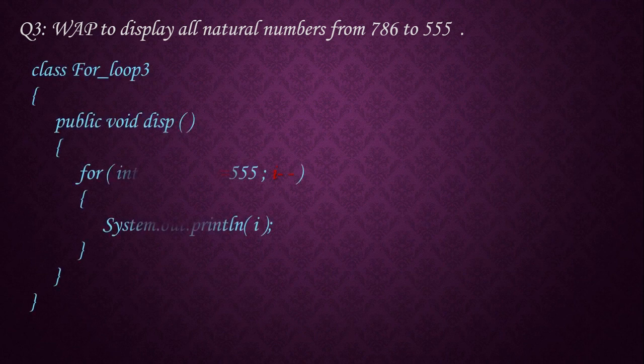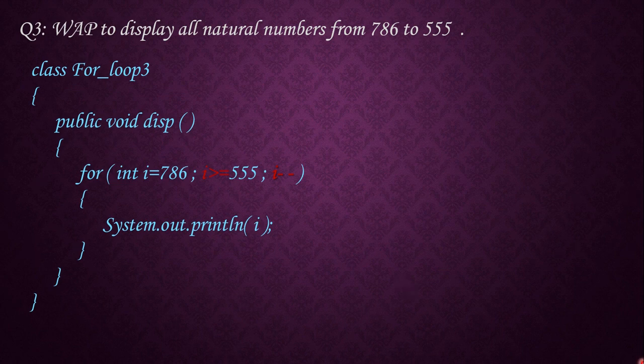Okay. So our initial value for the loop variable will be my starting one, that is 786, and how long will it go? Until and unless my value is greater than or equal to 555, and every time my value will be decreased by one. Okay. So in the same manner, let us see what will be the output.